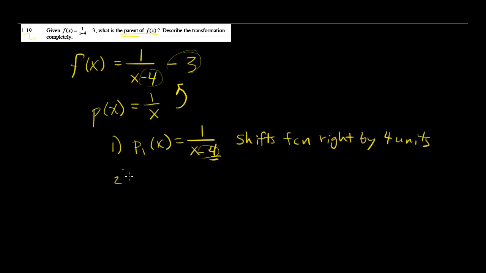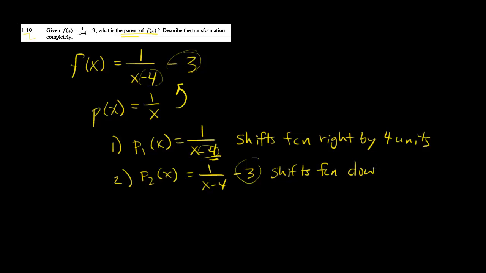The second thing we're doing, we'll call it p2, is we take this function and now we subtract 3. This subtract 3 is going to shift our graph down. So it shifts our function down by 3 units.